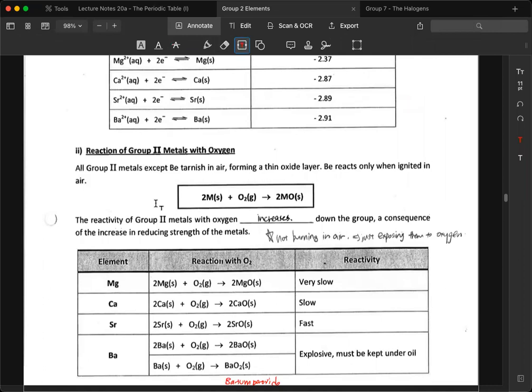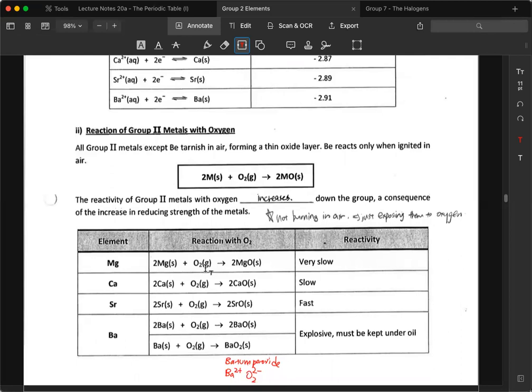When group 2 reacts with oxygen, they form a thin oxide layer. Beryllium reacts only when ignited in air. So the reactivity of group 2 metals with oxygen will increase down the group, a consequence of the increase in reducing strength of the metals.